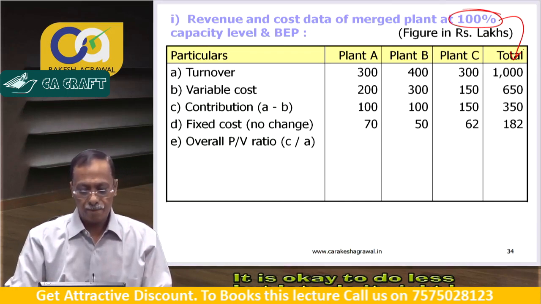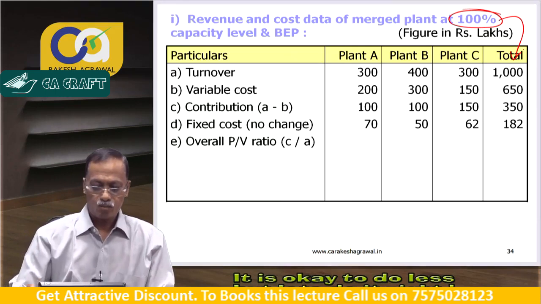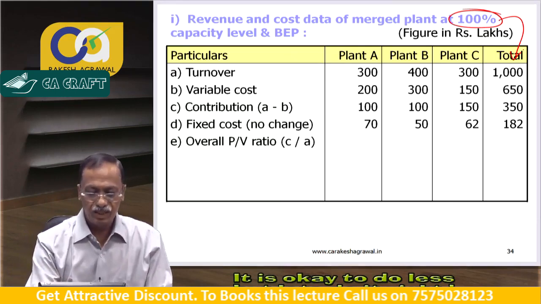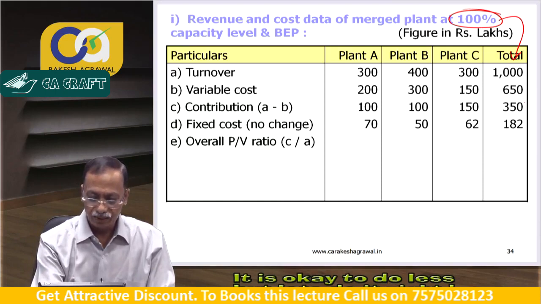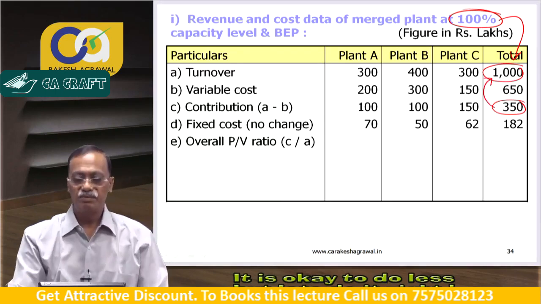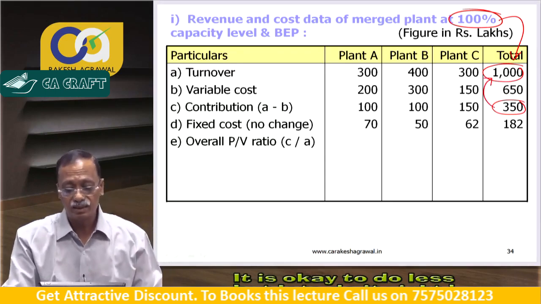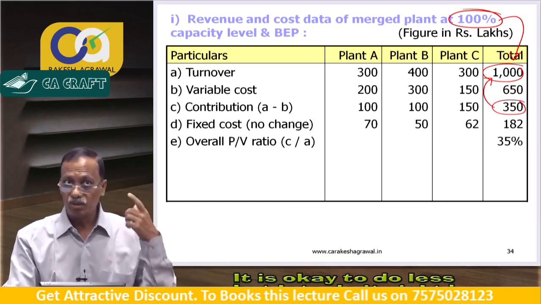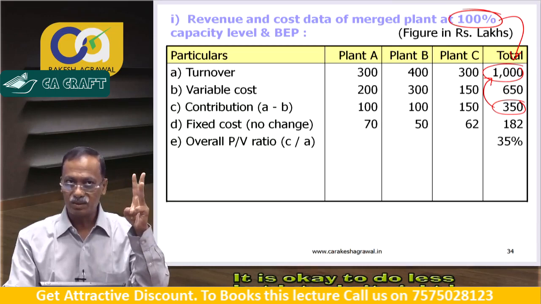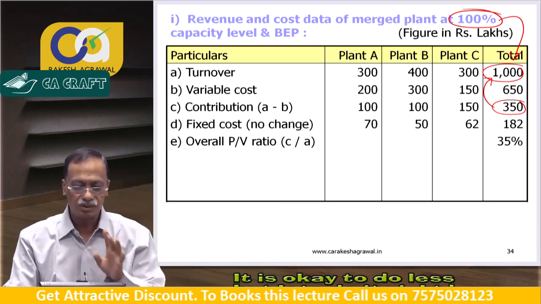Overall PV ratio. Overall PV ratio is C divided by A, that is, the contribution of the merged plant divided by the turnover of the merged plant. 350 divided by 1000, so you will get 35%, only in the total column, because we want the data of the merged plant. All 3 questions asked are related to the merged plant. So this is 35%.